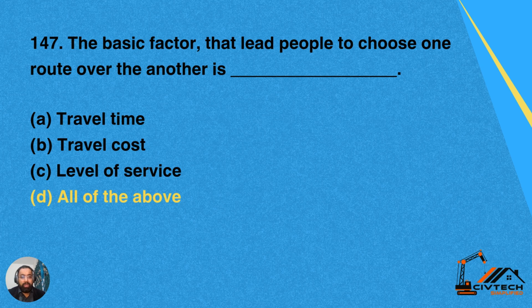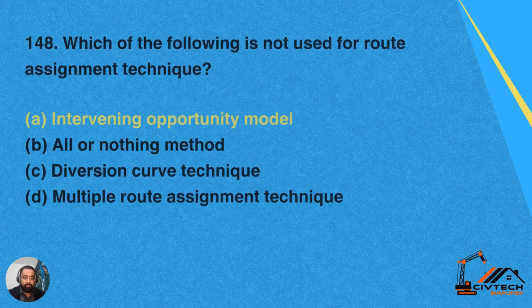147. The basic factor that leads people to choose one route over another is option A, travel time, option B, travel cost, option C, level of service, option D, all of the above. So all these factors are considered while choosing any route. Travel time is considered, travel cost is considered, and level of service, of course, is also considered. So D is the correct answer.